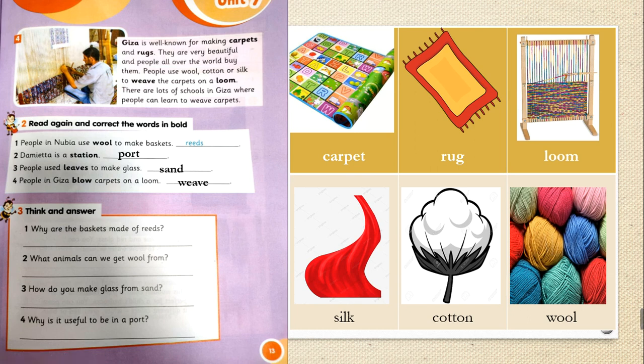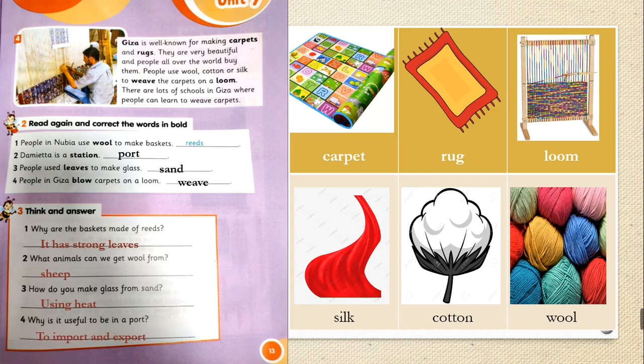Think and answer. I want you to try to think and get an answer for these questions. Why are the baskets made of reeds? It has strong leaves. Number 2, what animals can we get wool from? Excellent, sheep. How do you make glass from sand? Using heat. Why is it useful to be in a port? To import and export goods.